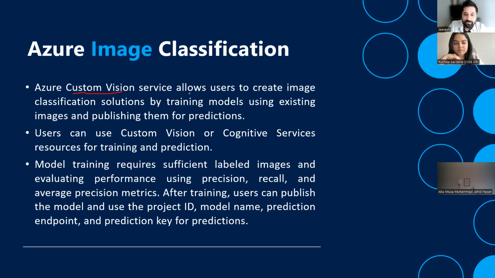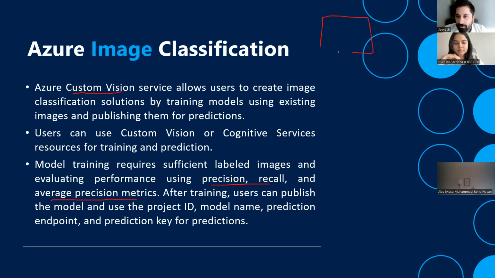Azure Custom Vision Service allows users to create image classification solutions by training a model using existing images and publishing them for predictions. Users can use a Custom Vision or Cognitive Service resource for training and prediction. Model training requires sufficient labeled images and evaluating performance using precision, recall, and average precision metrics. After training, the users can publish this model and use the project ID, model name, prediction endpoint, and prediction key for predictions.